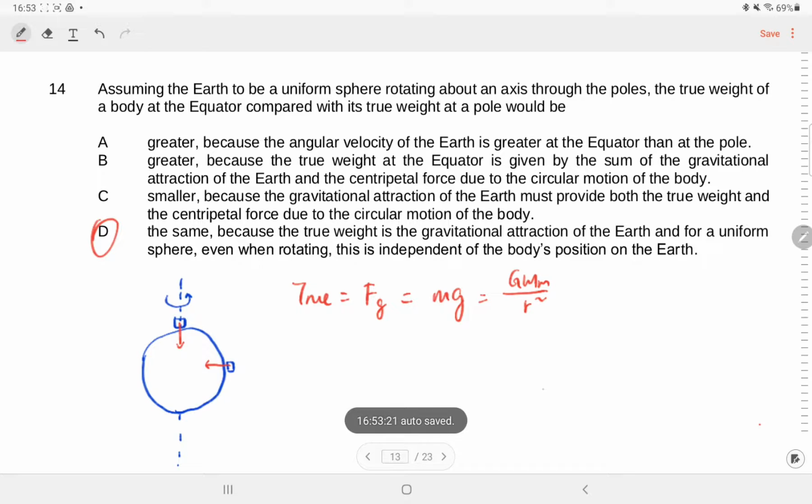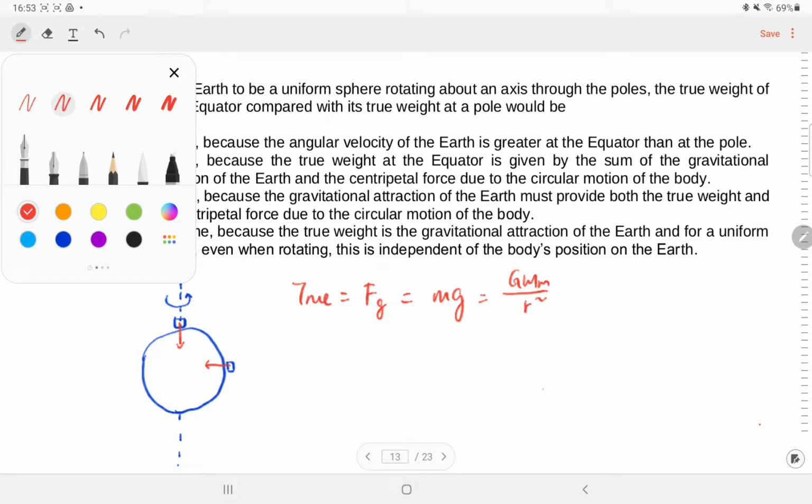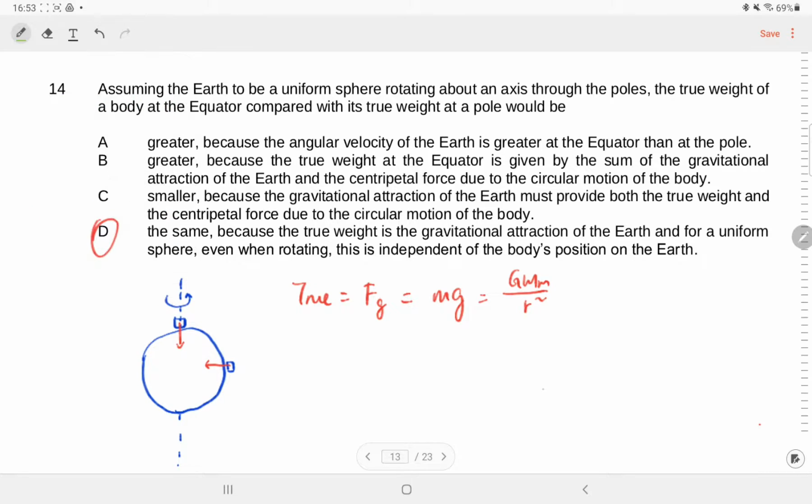Now, what is different is the idea of apparent weight. Suppose you drop this object at the pole. You have a particular g. And you drop this object at the equator. You will have another g. Which one will be larger? The answer is that at the pole it will be larger, because at the pole mg equals mg1.